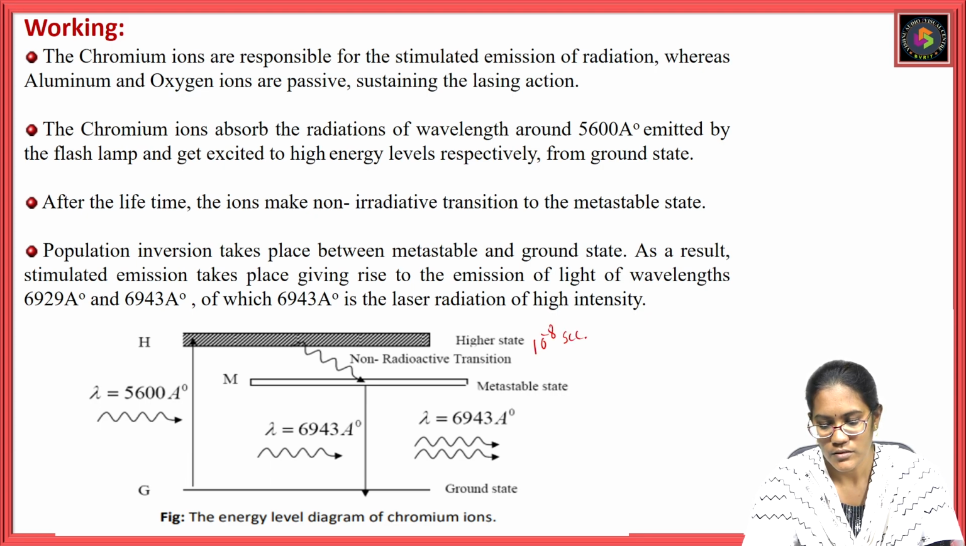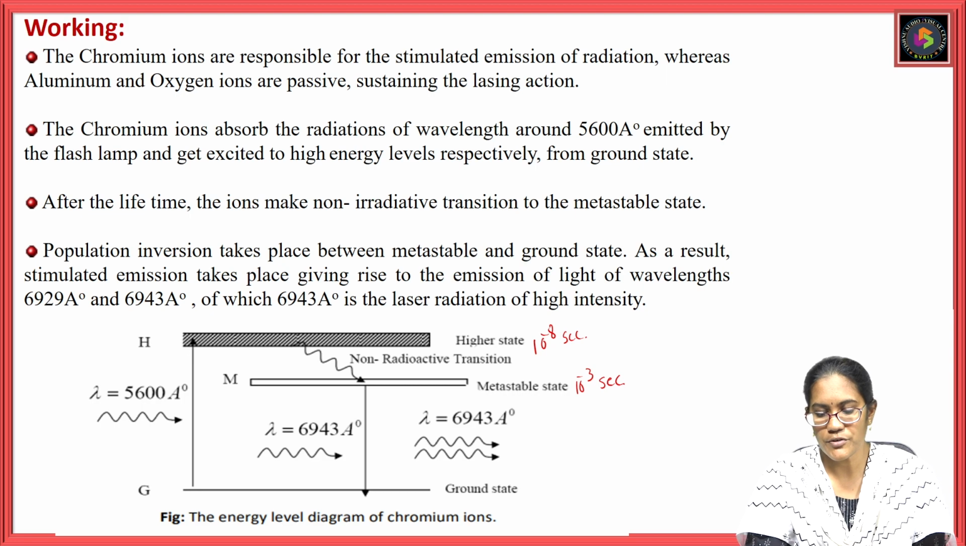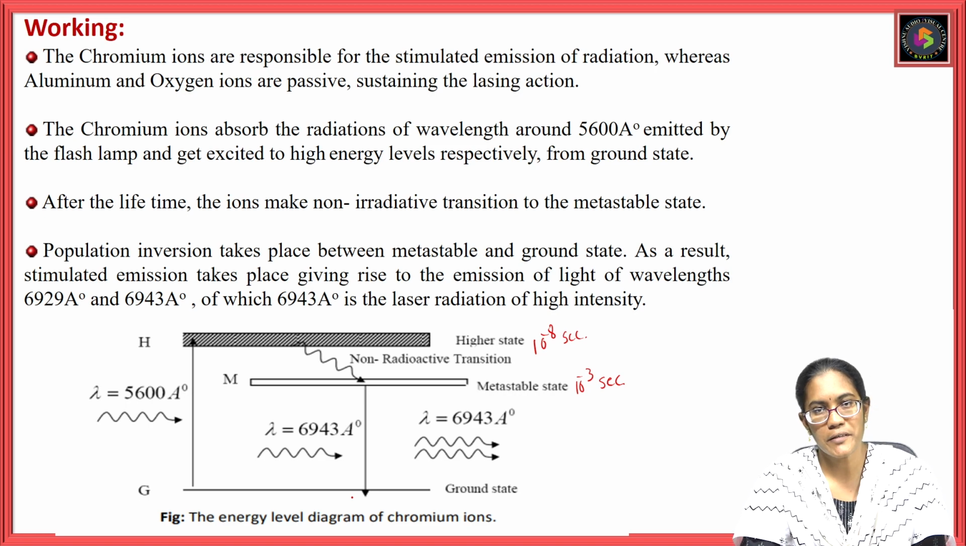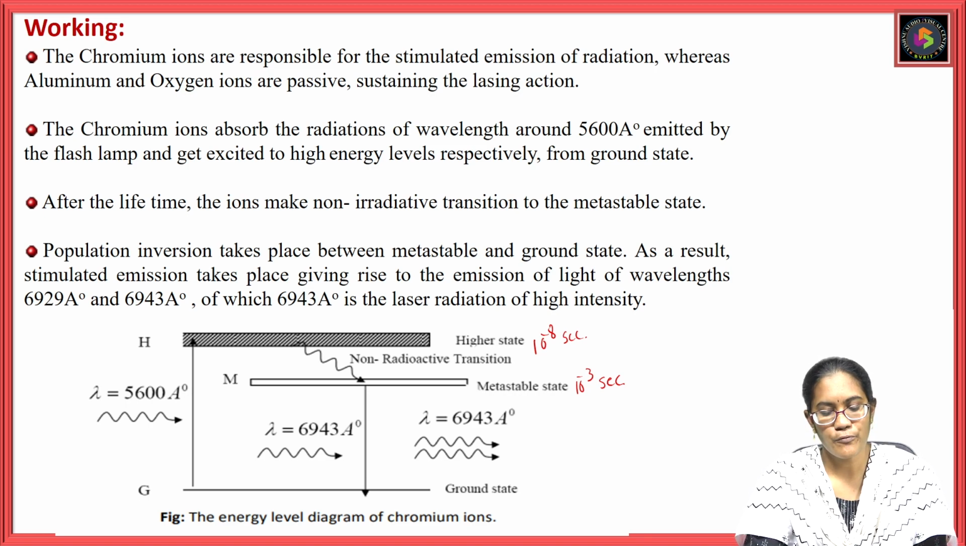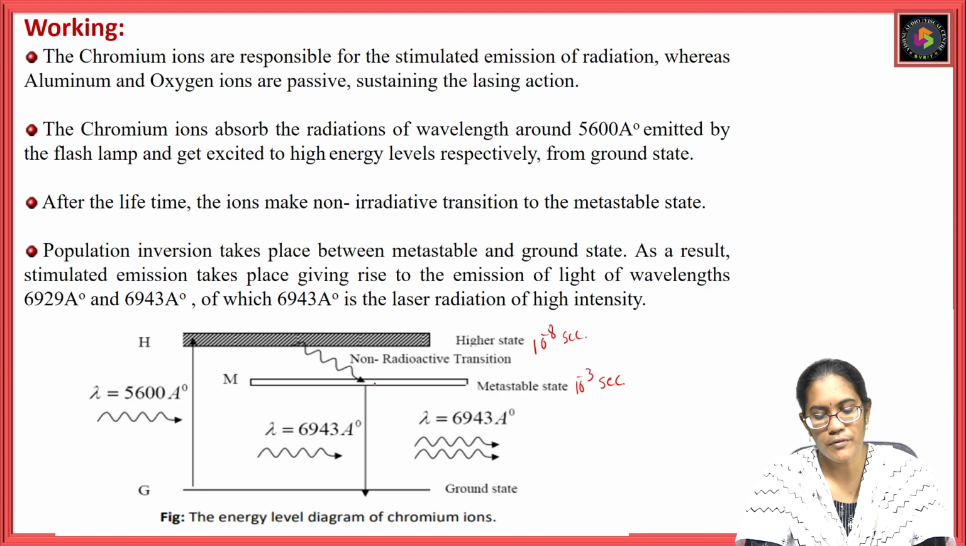After completion of the lifetime in the metastable state, so here the lifetime is 10 power minus 8 seconds, and here the lifetime is 10 power minus 3 seconds, the atoms automatically come to the ground state by spontaneous emission of radiation, with the emission of a photon of wavelength 6943 angstroms. Again, this photon interacts with a metastable state atom and helps it come to the ground state by emitting two photons, one the emitted photon and one the incident photon. The emitted photons have a wavelength of 6943 angstroms.